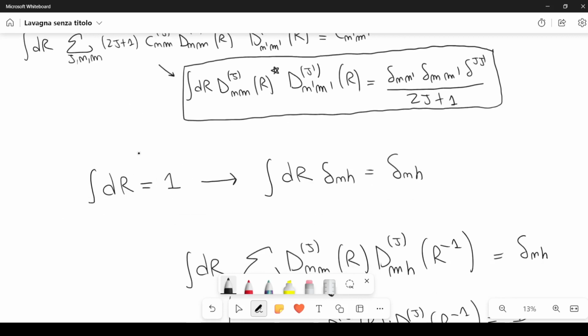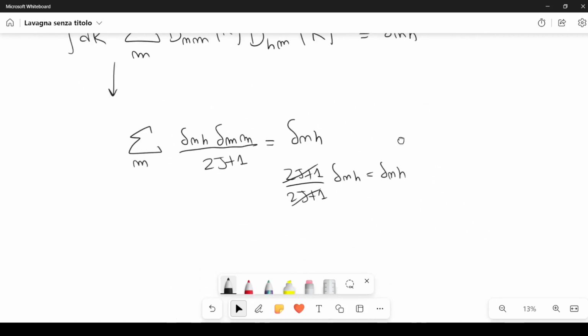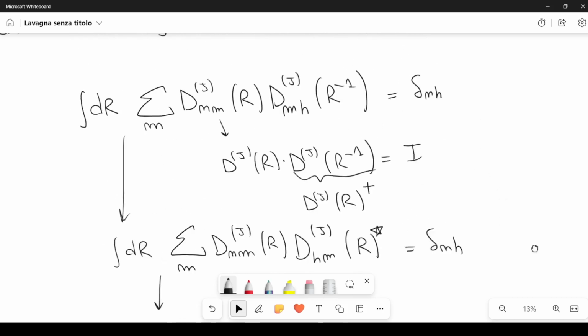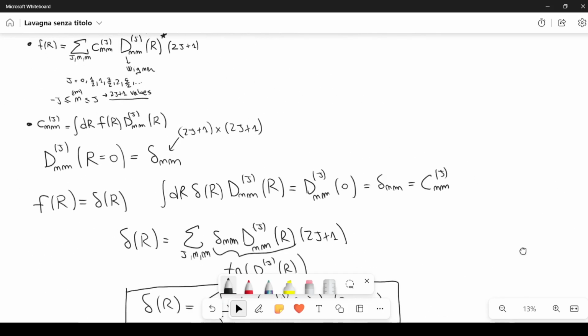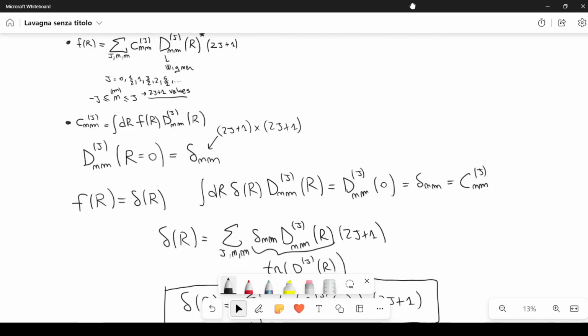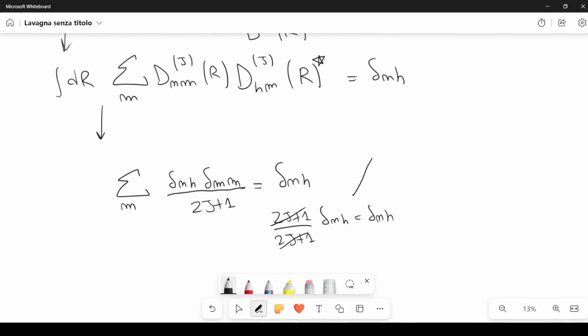If we impose that, we have just seen that we must consider the factor 2j plus 1 in the above expressions here, because otherwise we would not have gotten the right equality here, right? So that's a factor that must be considered.